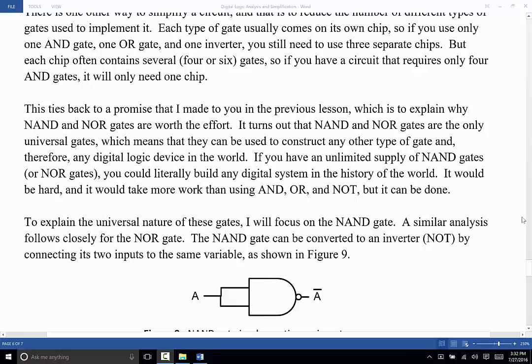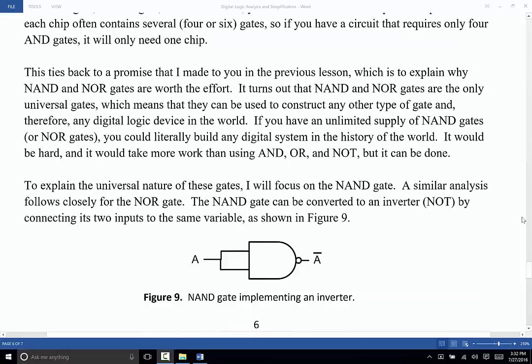I have to tell you that exactly the same analysis would work for NOR gates, and I know that you're smart enough to be able to figure out that same analysis. So I'm just going to focus your attention on NAND gates, and then later on, if you want to, you can go back and verify the same thing will work for NOR gates.